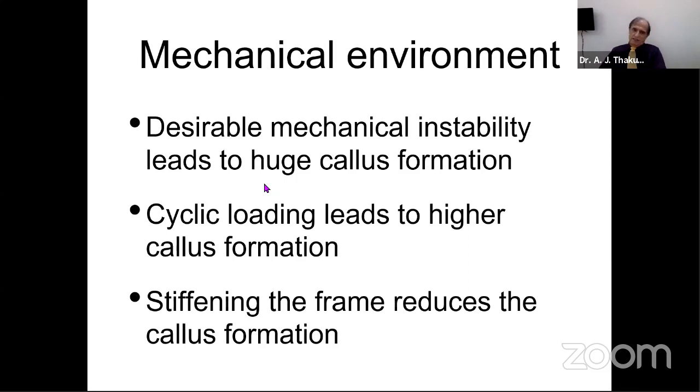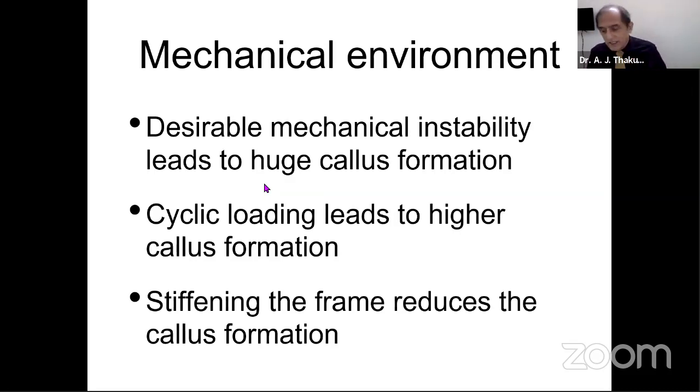The mechanical environment is the real thing now. Of course, we need the progenitor cells which will form the bone. We also need the scaffolding in which they will act. We also need the chemical stimuli which come from other parts of the body and tell certain cells to produce granulation now, produce cartilage now, produce bone now. Those chemical messengers are established and we understand them. What we now understand is that the mechanical environment also has a large role to play.